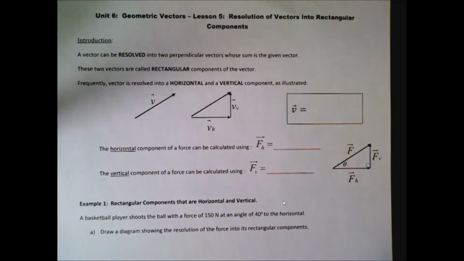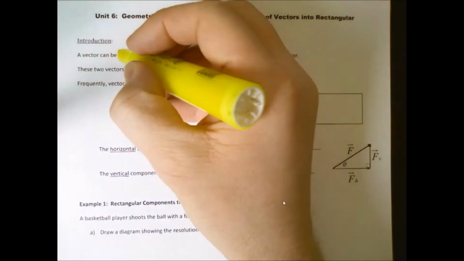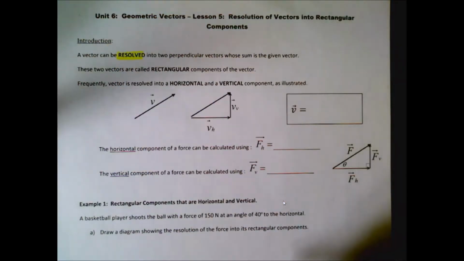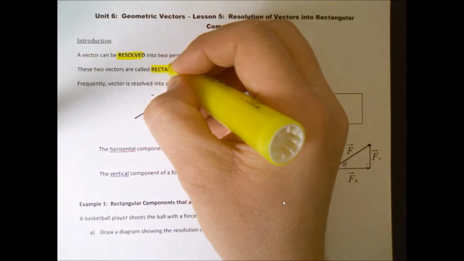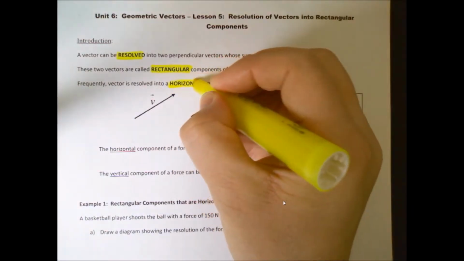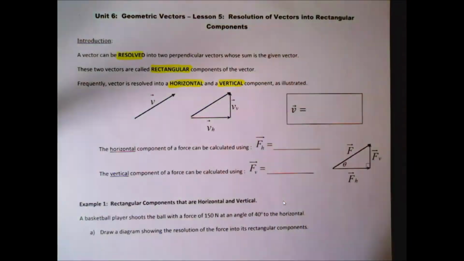So a vector can be resolved, that means broken apart, into two perpendicular vectors whose sum is the given vector. These two vectors are called the rectangular components. We saw a little bit of this in lesson 4 with those examples of the vectors. Frequently, vectors are resolved into horizontal and vertical components as illustrated.